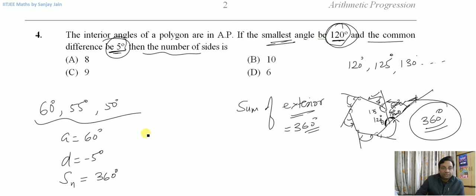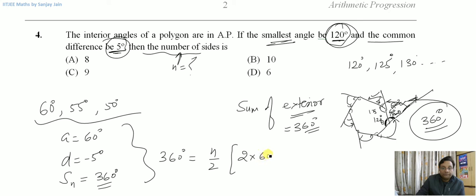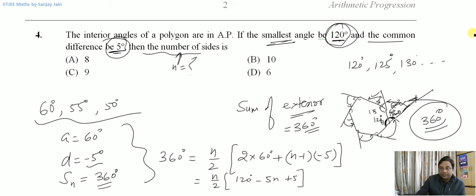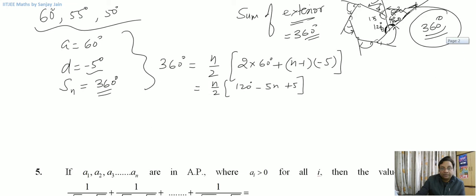Now after this much information, you just need to find n, that is the number of sides, right? What is Sn? It is 360, and it is equal to n by 2, twice the first term, that is 2 into 60, plus n minus 1 into d, that is negative 5. So it will be equal to n by 2 into 120 minus 5n plus 5, right?